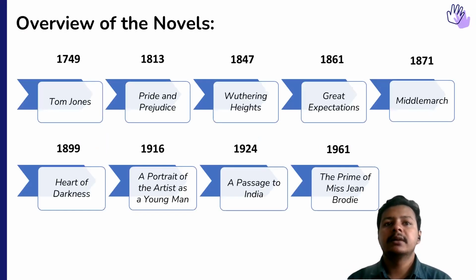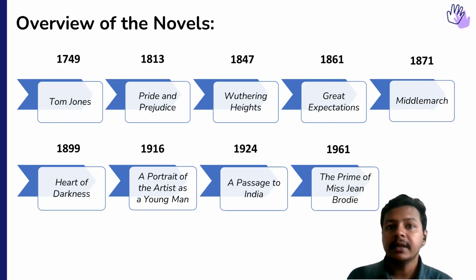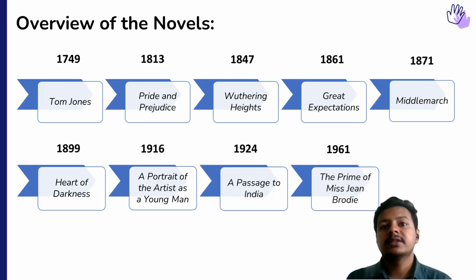Now, here is a quick overview of the novels. We have novels ranging from 1749 all the way to 1961. So you're getting to know novels that are written during different periods of time, most of them from the British context, of course. You have Tom Jones, Pride and Prejudice, Wuthering Heights, Great Expectations, Middlemarch, Heart of Darkness, A Portrait of the Artist as a Young Man, A Passage to India, and The Prime of Miss Jean Brodie.